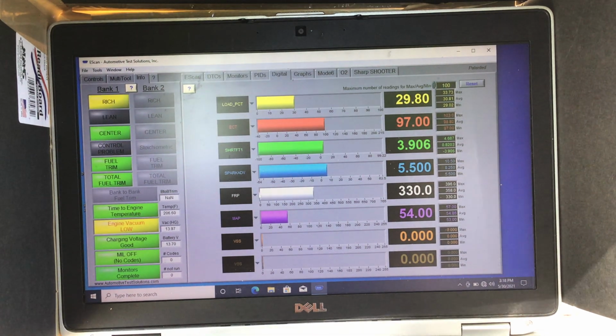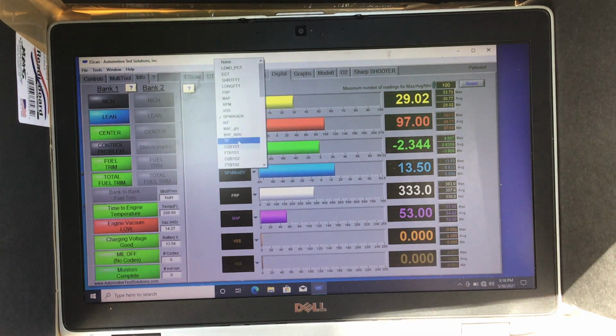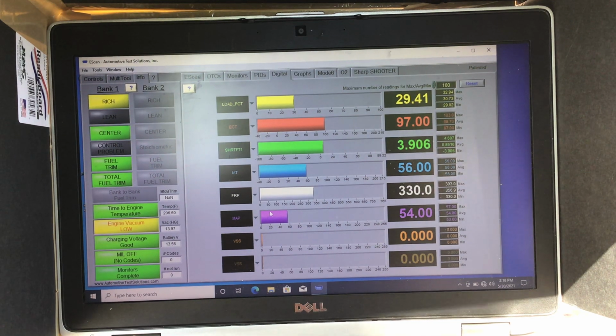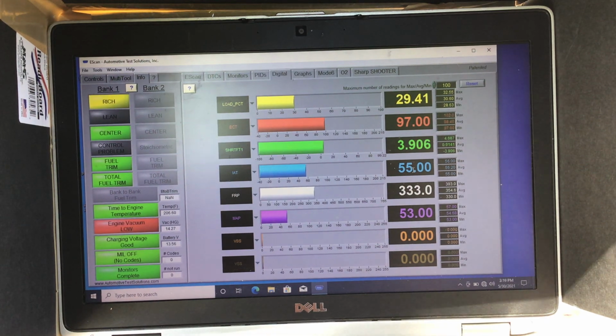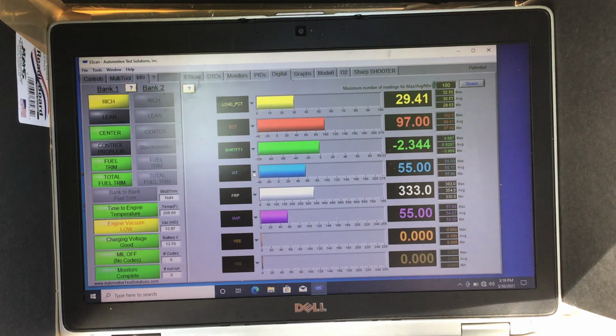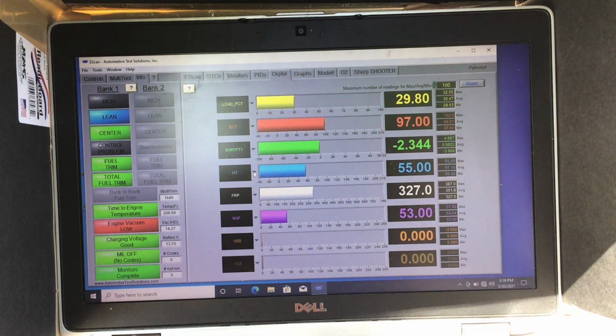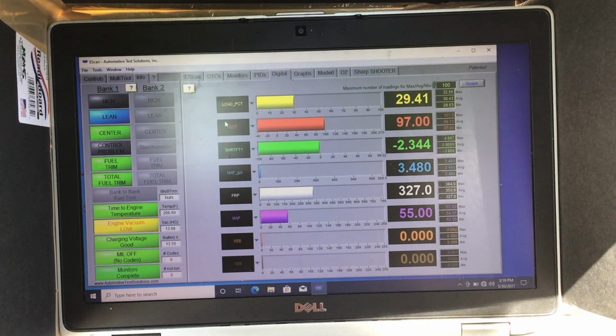Intake air temp. Okay. Intake air is about 55 degrees Celsius. That can't be Fahrenheit, it'd be 100. Well, no, it could be the engine compartment. Yeah, okay, grams per second.